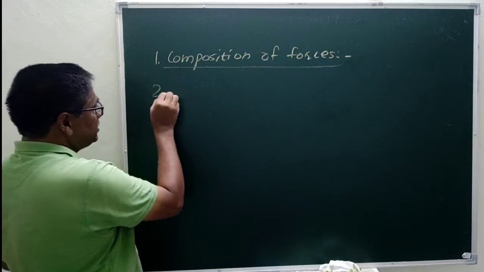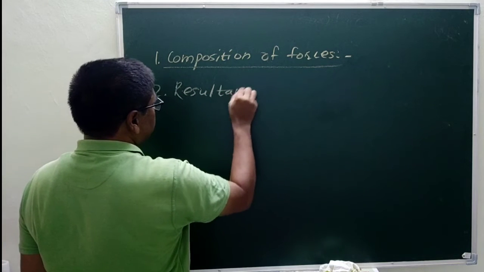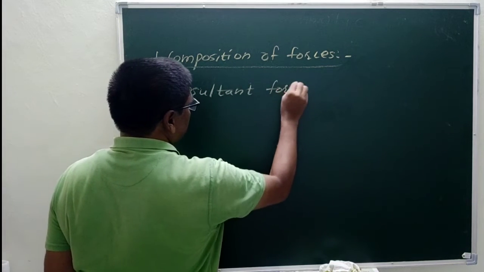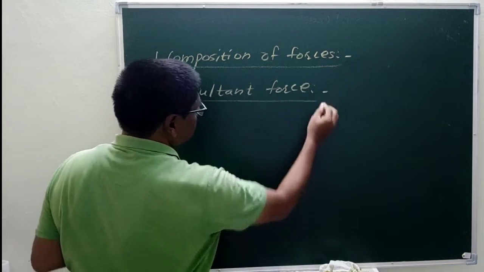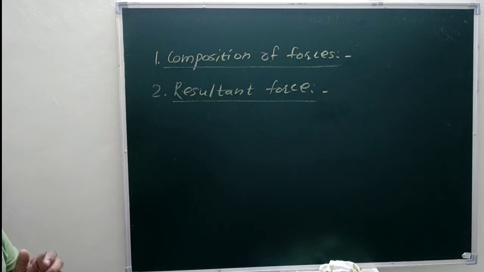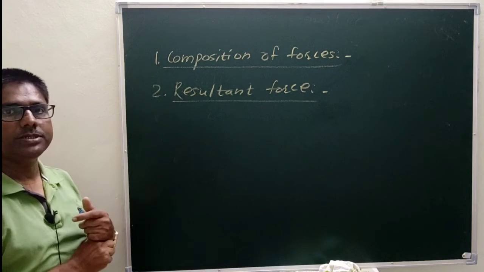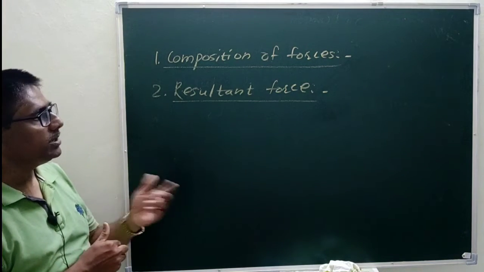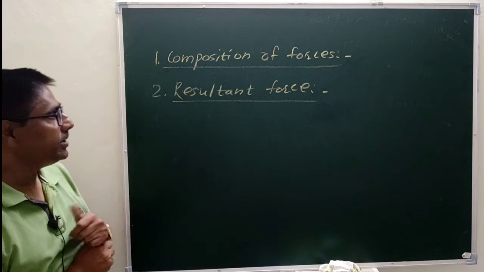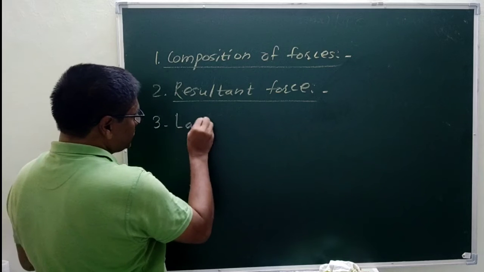Second concept is resultant force. What is resultant force? It is a single force which produces same effect as produced by number of forces. In other words, it is a single force which is equivalent in effect to that of number of forces acting on the body. The third concept is law of parallelogram of forces.